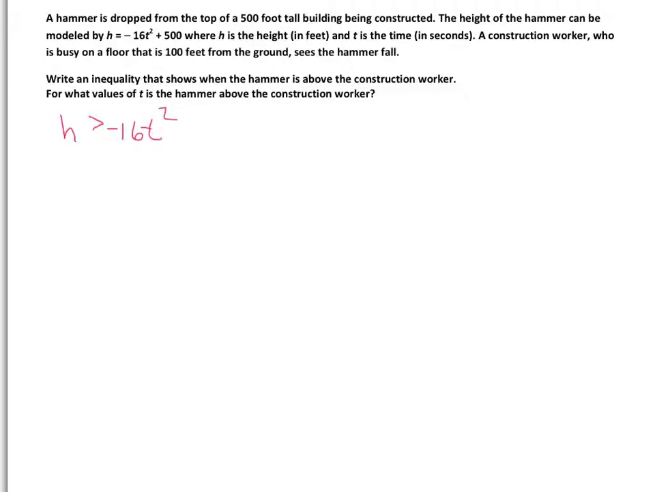So you start with the original. How far off the ground was the construction worker? 100. So you got to subtract 100 feet of it, because that goes all the way to the ground. Plus 400. Okay. And then it says for what values. So when it says for what values, this is where you go 0 is greater than negative 16 t squared plus 400.